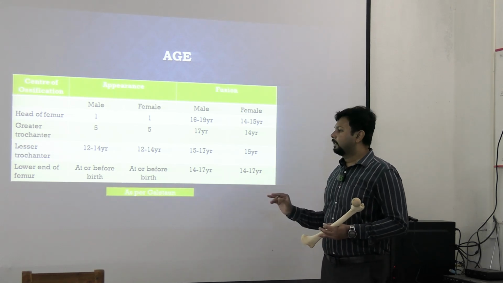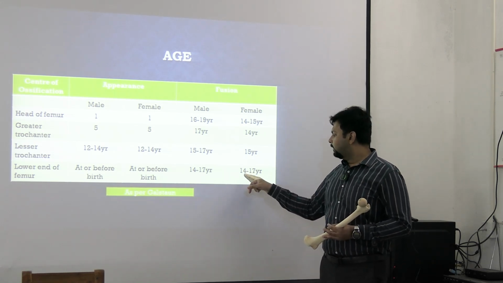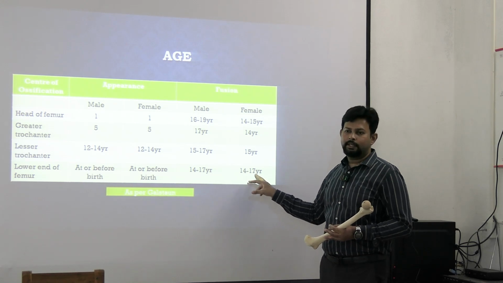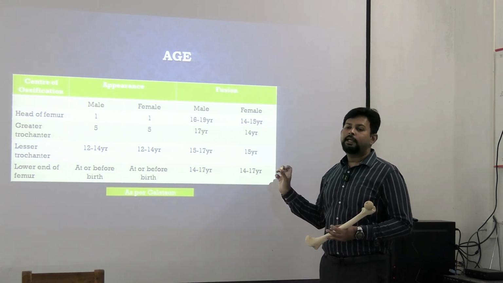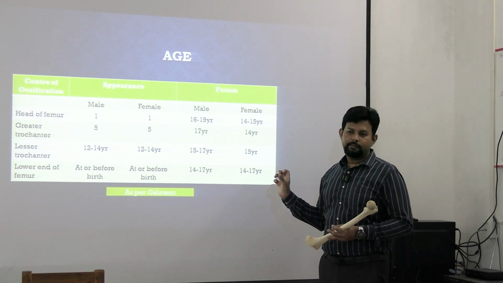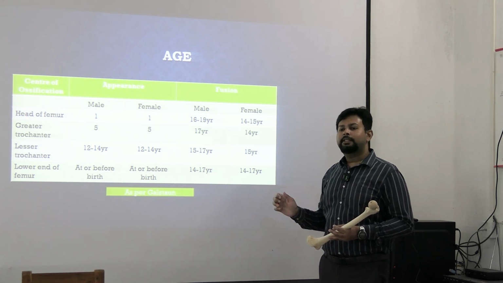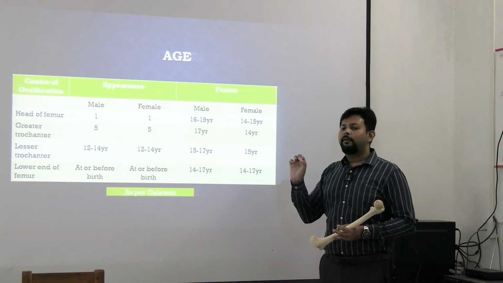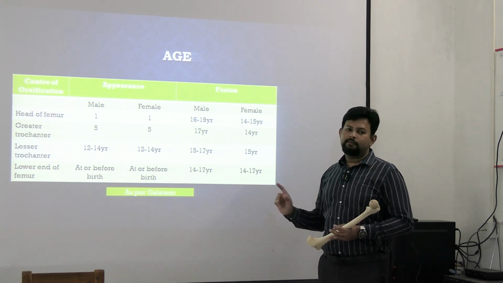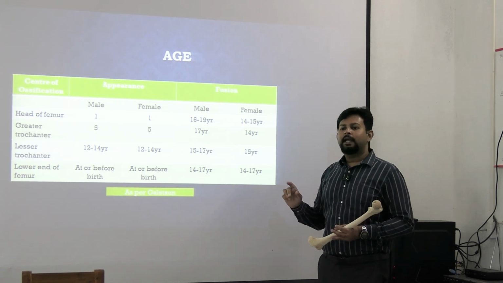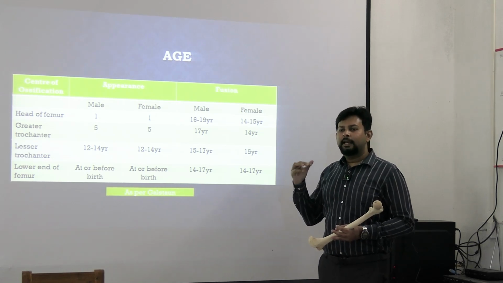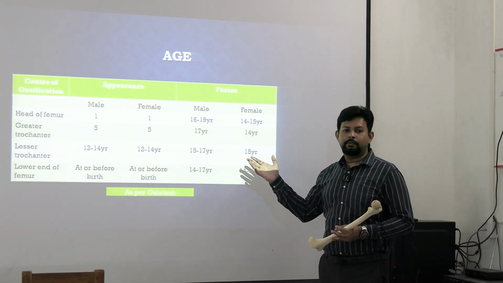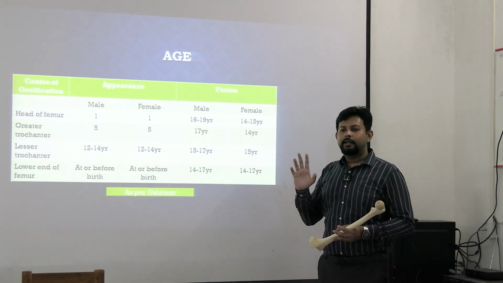So there is a catch here. Whenever a variation exists, meaning 14 to 17 or an age bracket, then we take the lower value. Whenever I say the age is more than, you take the lesser value. And whenever I say age is less than, then you take the higher value. Clear? This should be in your notes, write it down.